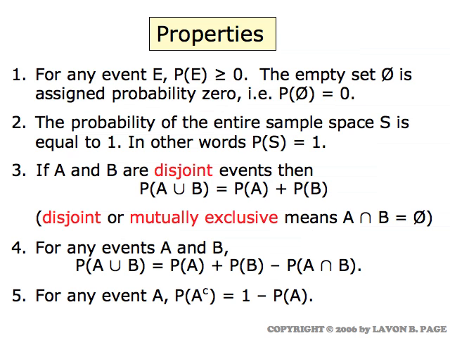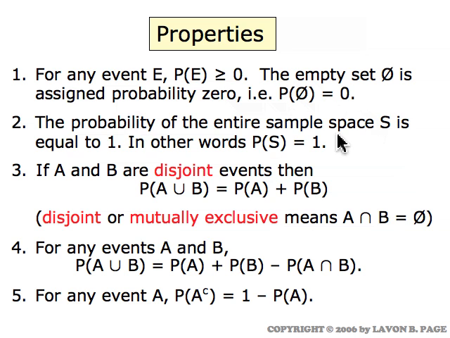Here's a catalog of the most important basic properties of any probability discussion. No matter what kind of event you're talking about, the probability has to be a non-negative number, and the empty set is always assigned 0 probability. And that should make sense because there aren't any elements there. So if you think about the probability of an event being obtained by adding up the probabilities of elements, here there aren't any, so the probability to be 0 is what you would expect.